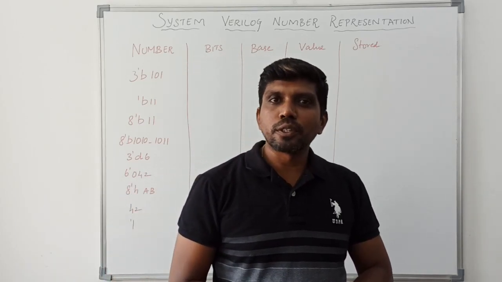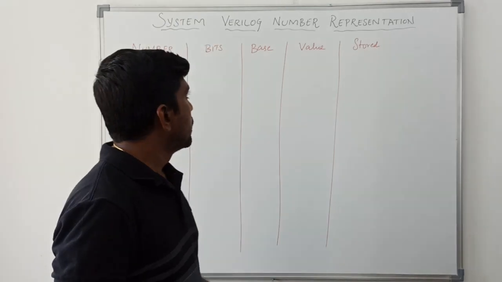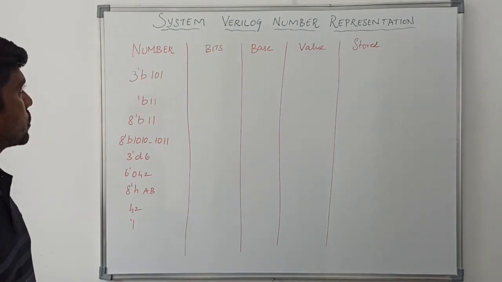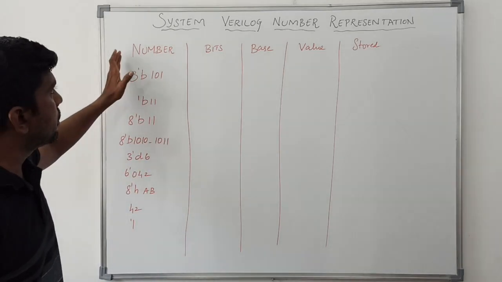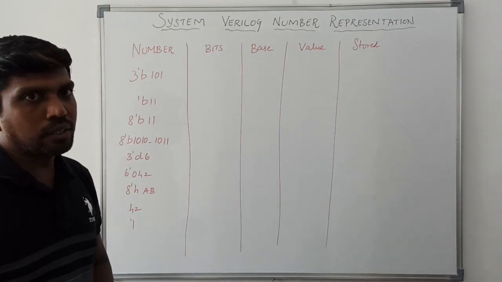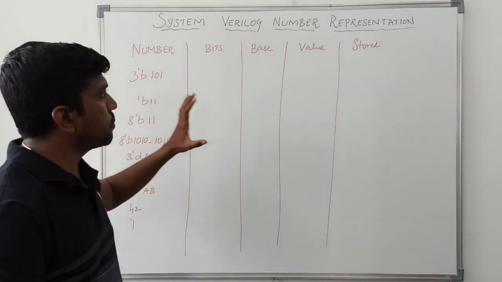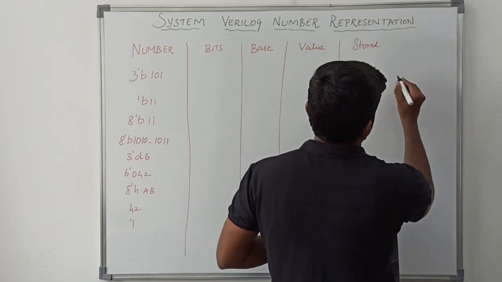Today's class I am going to talk about how to represent numbers in SystemVerilog. So here I make the table. In this table we have different columns: number, bits, base, value and stored value. Before I explain the table, first I touch the basic things for representation of number systems.